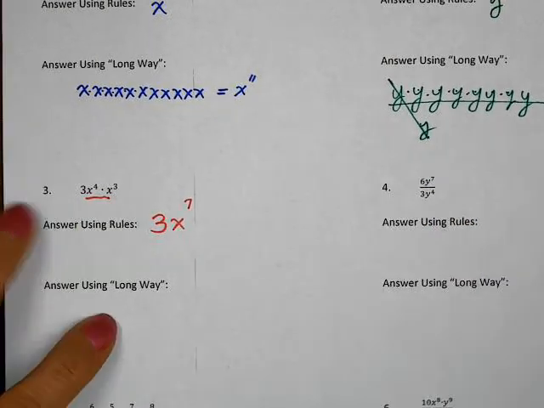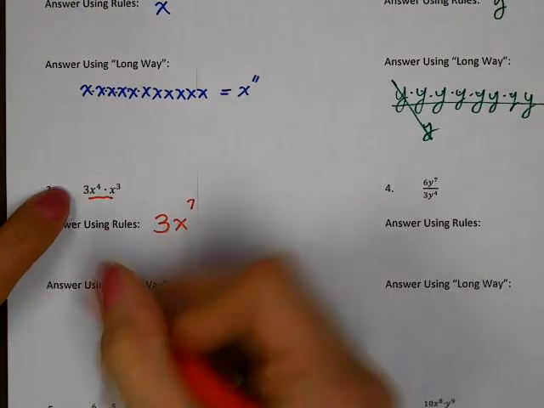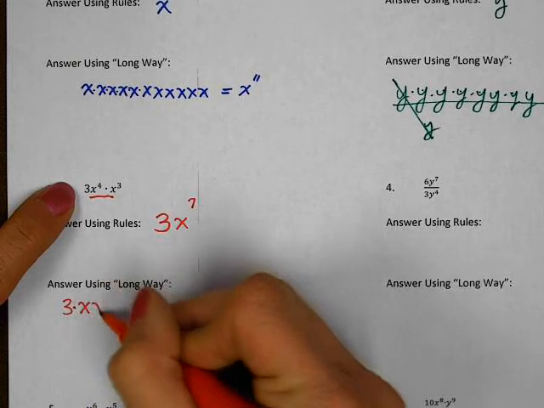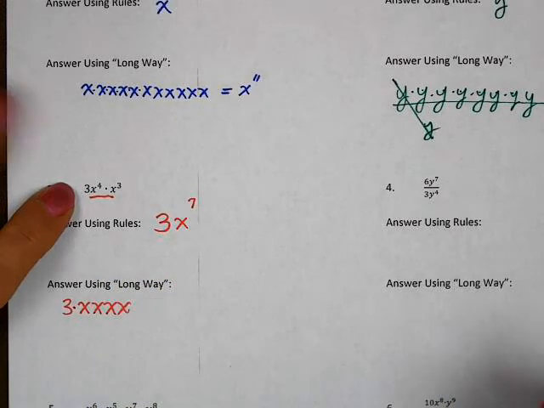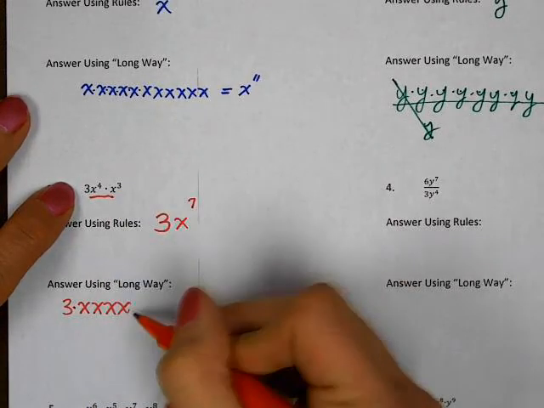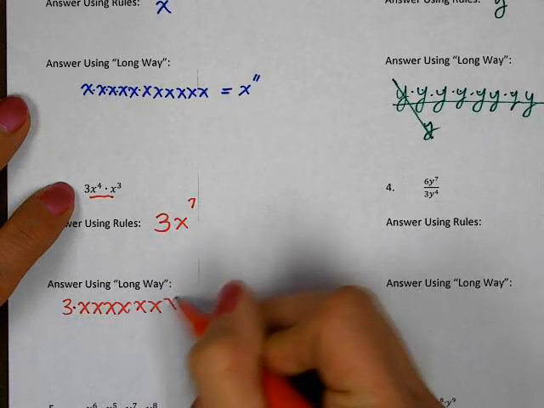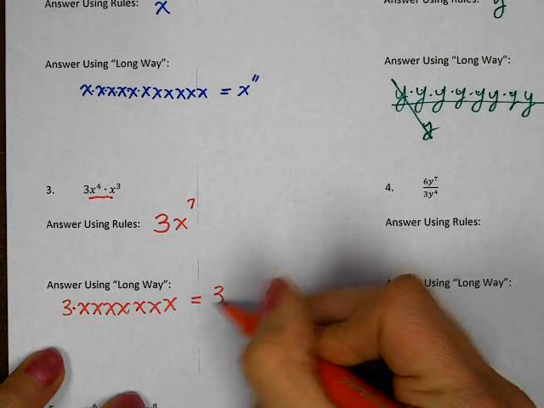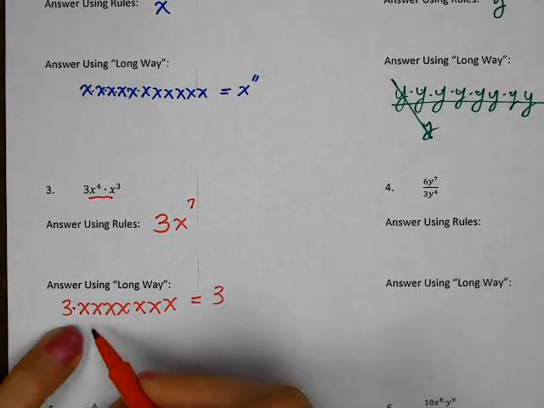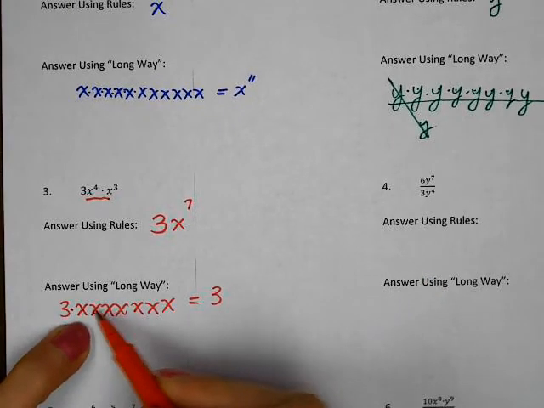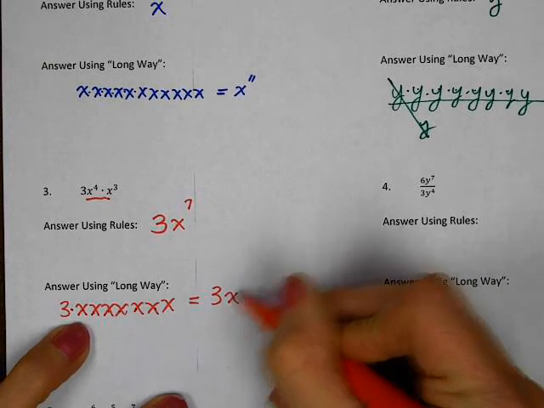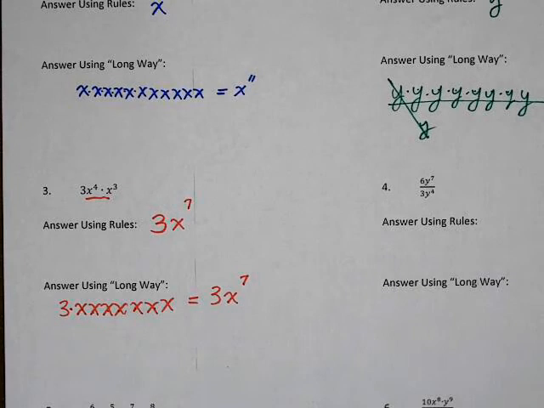Now the long way would be to write this out. 3 times x to the 4th. That's 1, 2, 3, 4 x's. And then we've got 3 more x's. 1, 2, 3. So let's see. How can I condense this a little easier? I would write 3 as the coefficient. And instead of 1, 2, 3, 4, 5, 6, 7 x's, I could easily write x to the power of 7, which is the same thing using the rules.